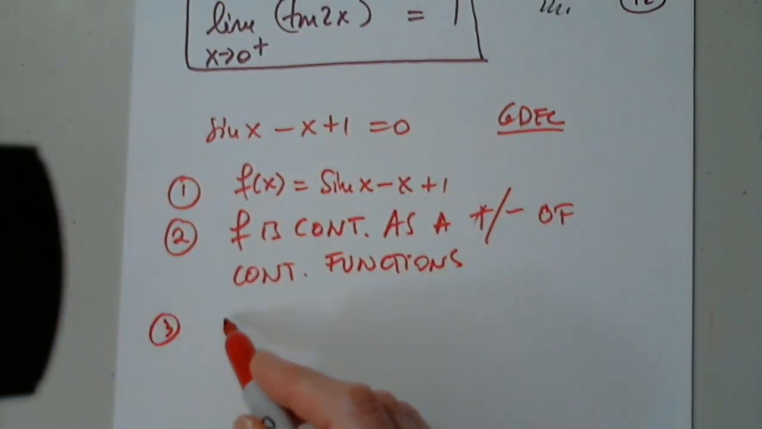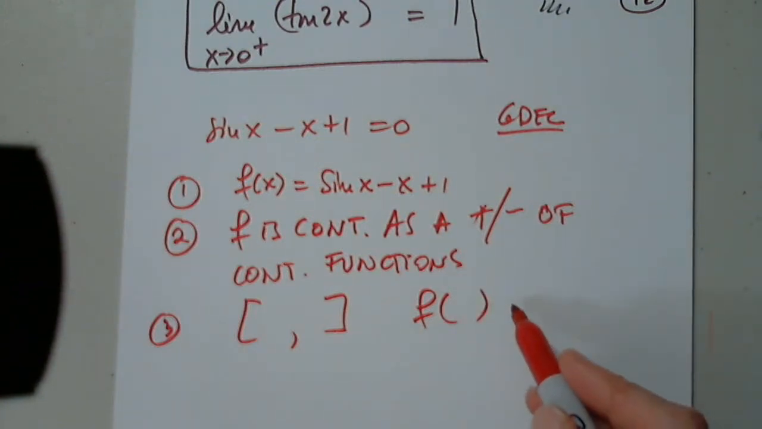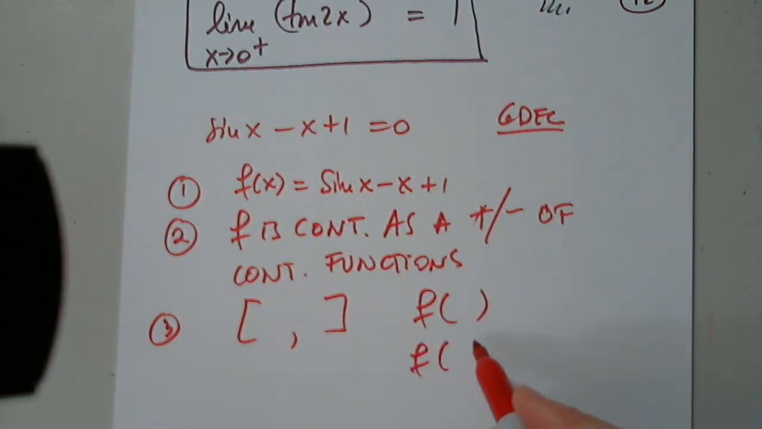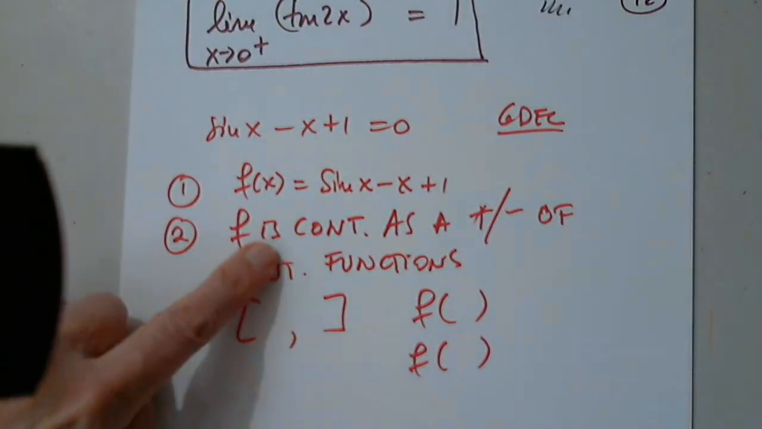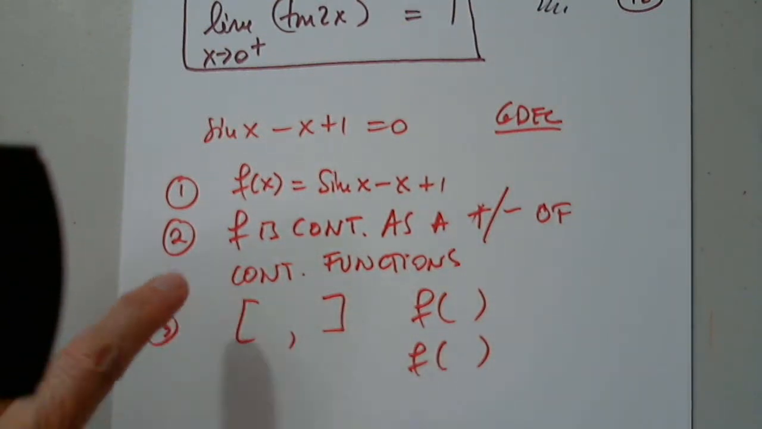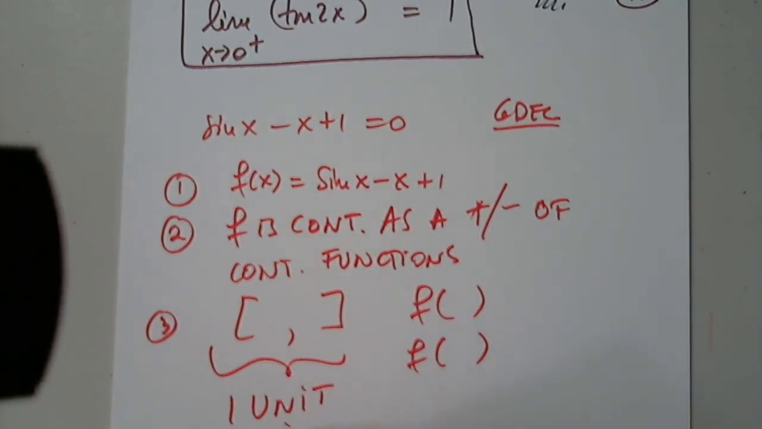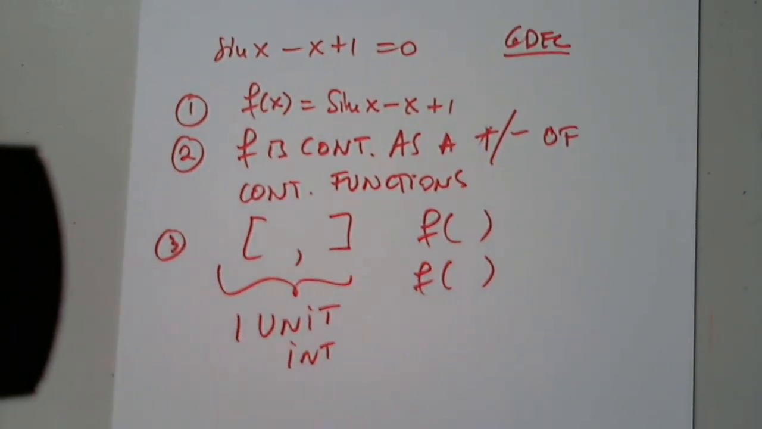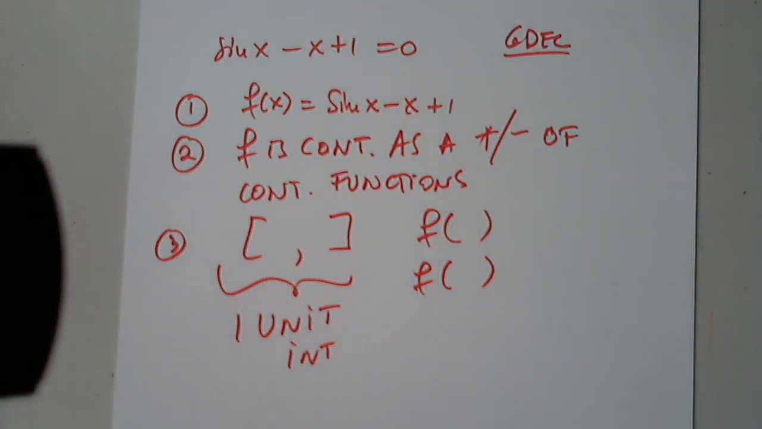Then I have to find an interval where f of the first is whatever and f of the second one is whatever. And then I will have to say by IVT, because it's continuous and it changes sign, there must be a solution between these, and this has to be a 1-unit interval or smaller. Do not put 5 to 10, please.